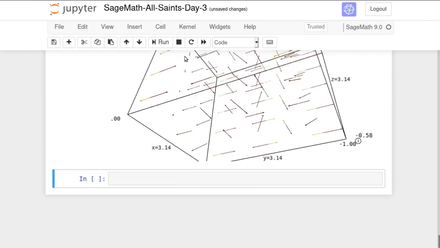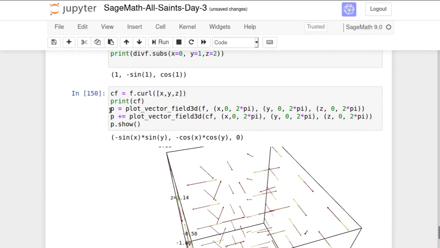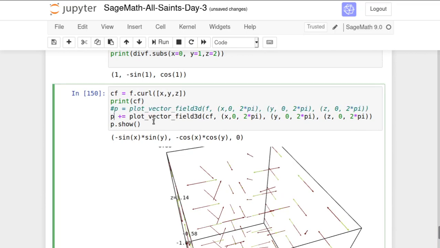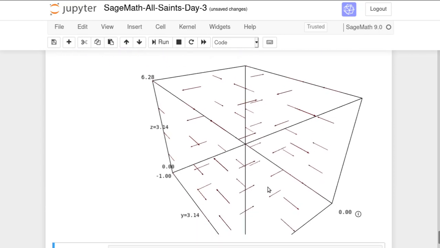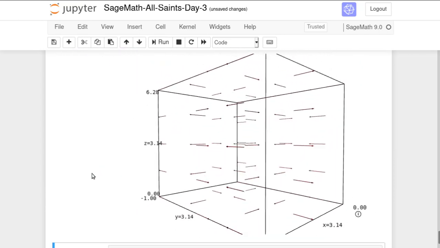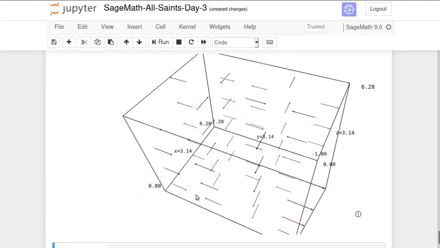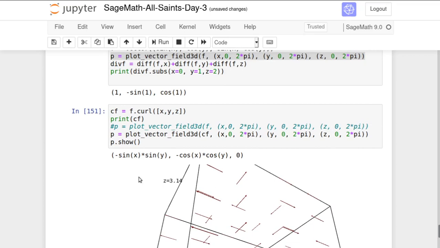I will be getting some extra vectors here. Or if I plot only the curl along, see, this is much more stabilized than the original vector function. That's because this is equal to minus sin x sin y, minus cos x cos y, 0.